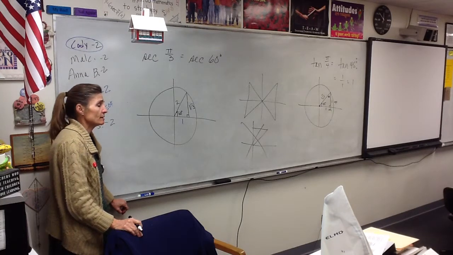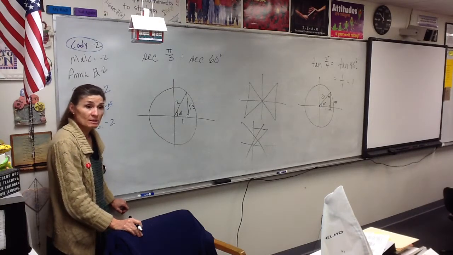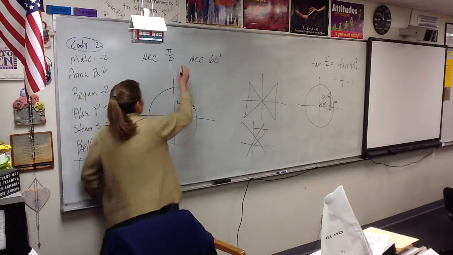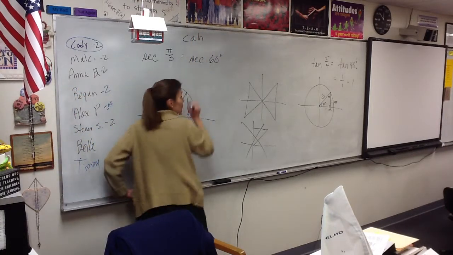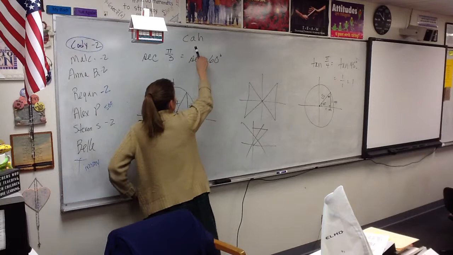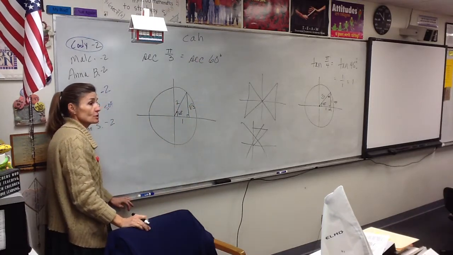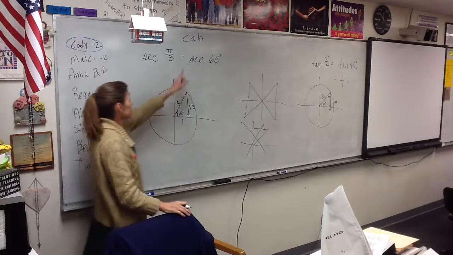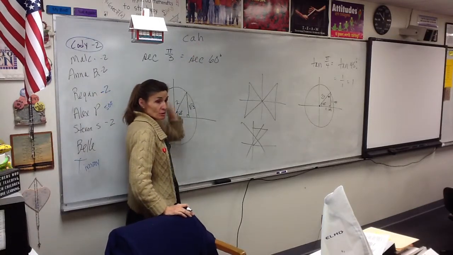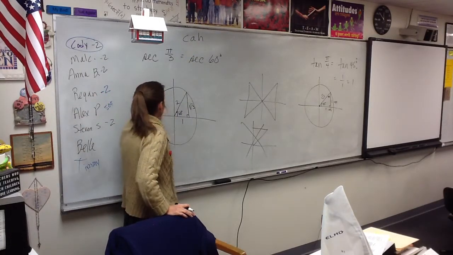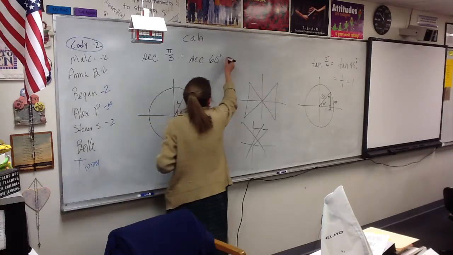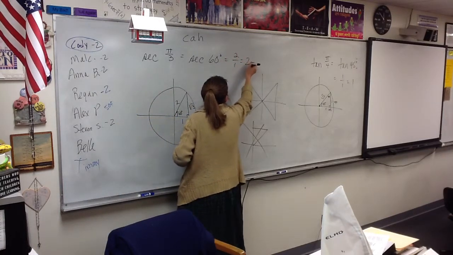How do I do secant? It's the reciprocal of cosine. And I remember that cosine, SOHCAHTOA, cosine is adjacent over hypotenuse. So secant must be hypotenuse over adjacent. So that would be 2 over 1, or 2.